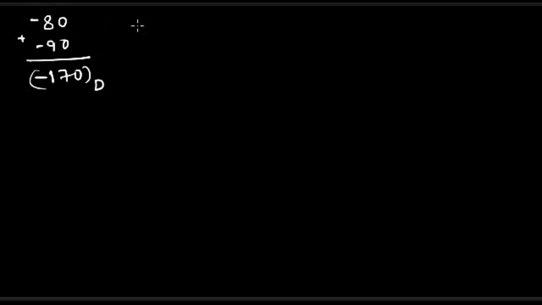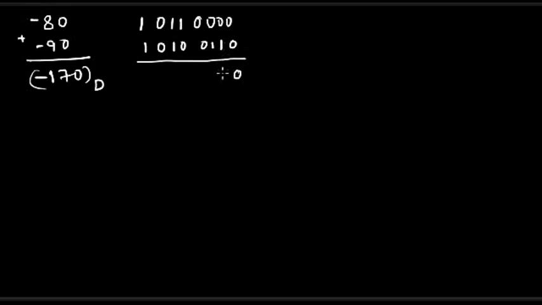The binary equivalent of minus 80 is 1011 0000, and the binary equivalent of minus 90 is 1010 0110. If we add these two numbers, we will get 0 plus 0 is 0, 0 plus 1 is 1, 0 plus 1 is 1, 0 plus 0 is 0, 1 plus 0 is 1, 1 plus 1 is 0 and we will get a carry 1, 0 plus 1 is 1, 1 plus 1 is 0 and a carry 1. So here we can say that the carry flag is set to 1.